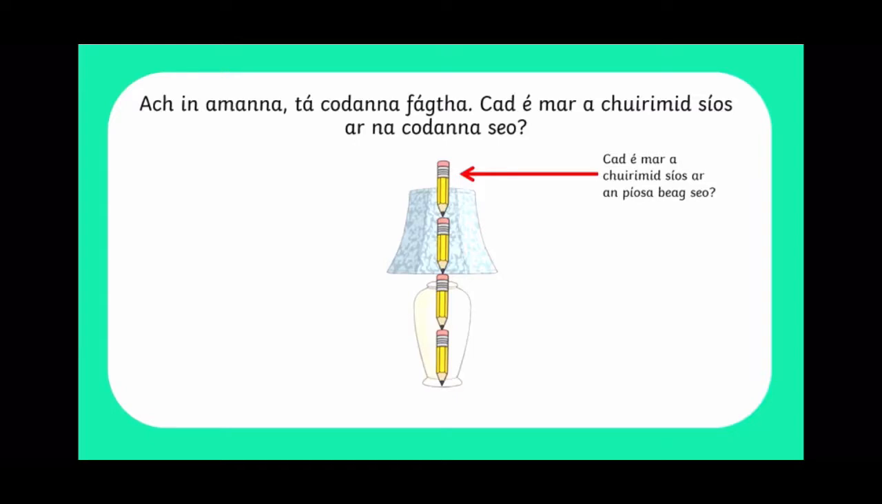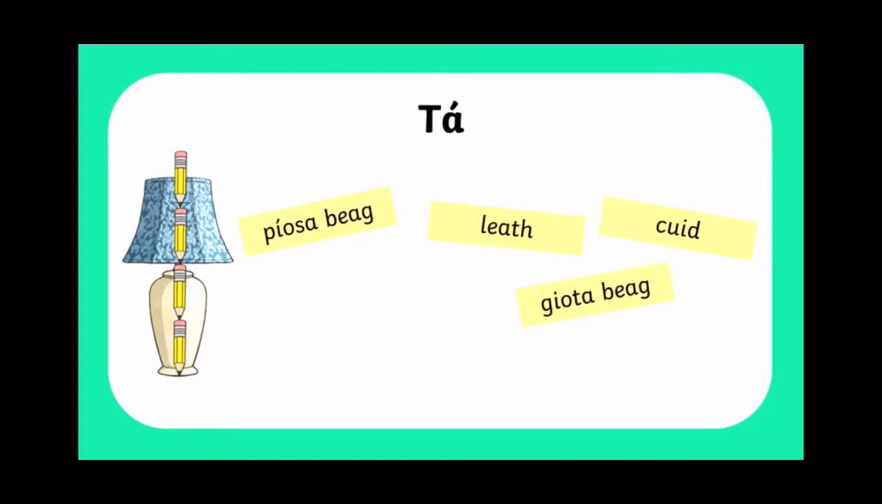How do we describe this little piece? We can say a piece of, a little bit of, half, part of, a piece, left over.